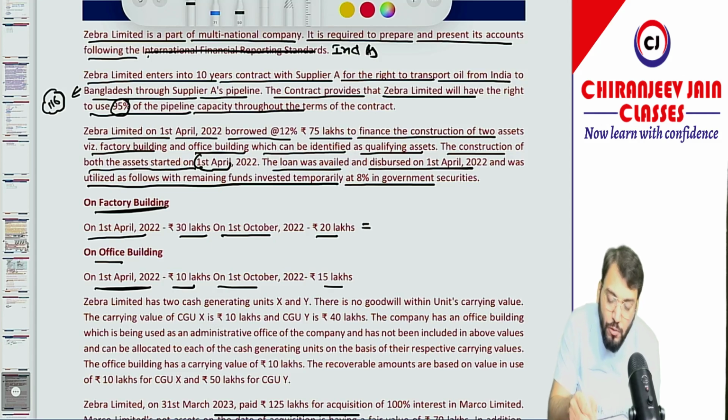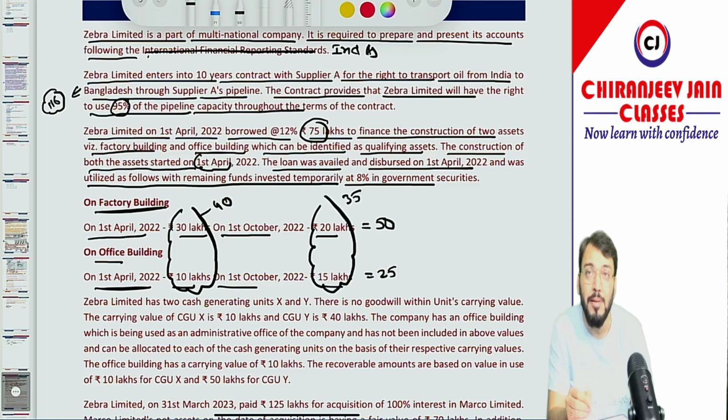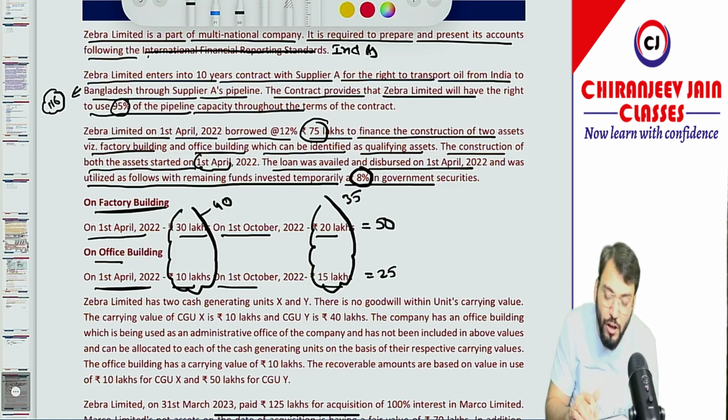It means out of 75 lakh, 50 lakh was used for the factory building and 25 lakh was used for the office building. For the first 6 months we have used only 40 lakh, and for the next 6 months we have used 35 lakh. This 35 lakh was not used for the first 6 months. So in the first 6 months 35 lakh was invested outside the business at an 8% rate of interest. Now we need to calculate the borrowing cost to be capitalized.